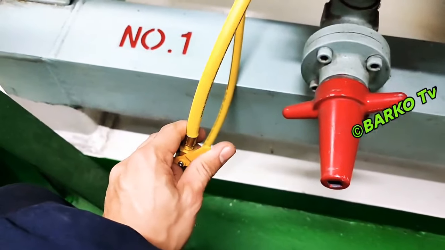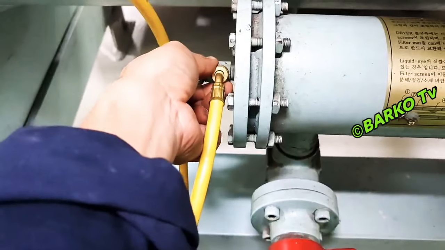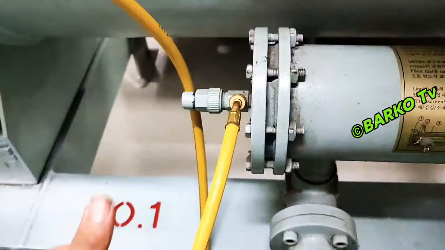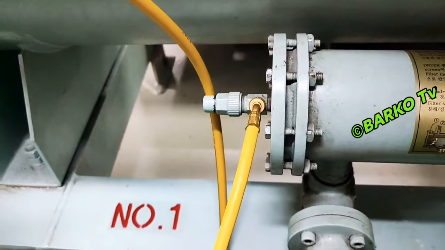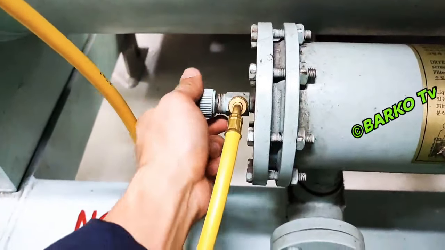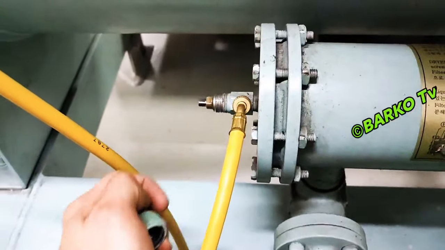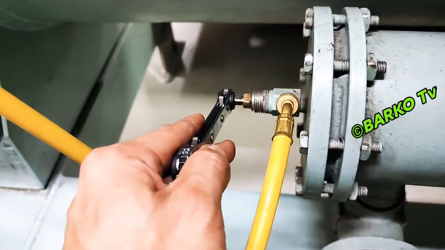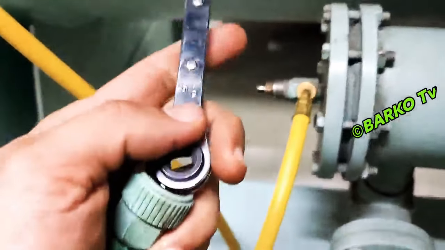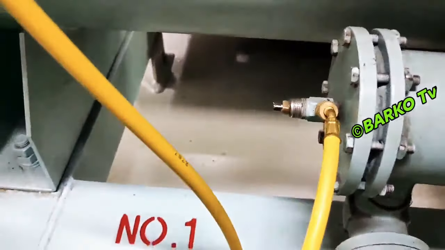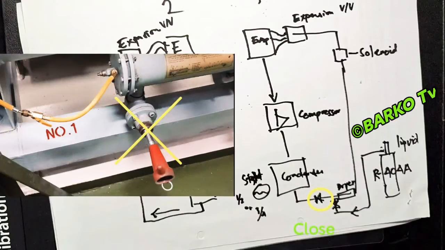Okay, after we bleed, you also need to bleed at the valve. This is the charging valve for liquid. You need to use ratchet tools designed for refrigeration. This is a refrigeration ratchet spanner. Next step, close the isolation valve after the condenser, this one.